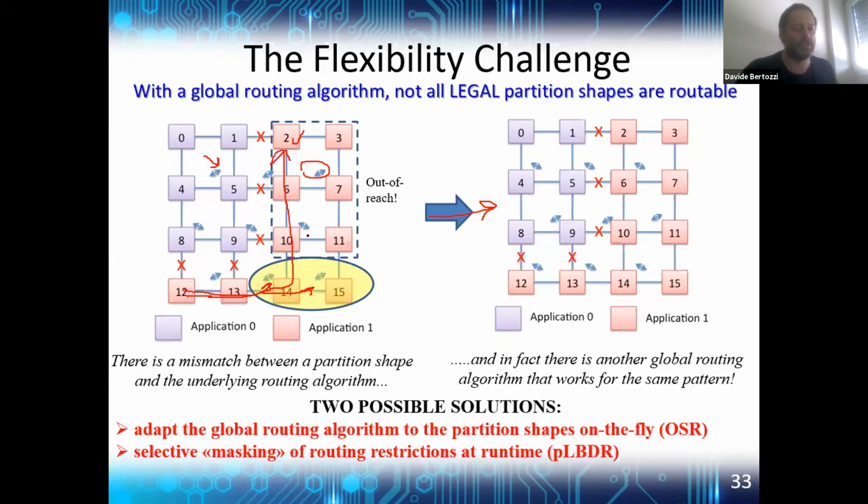We have two possible solutions. The one represented here: adapt the global routing algorithm to the partition shapes on the fly. You need to pay attention because when you change the routing algorithm, previously existing shapes could become infeasible. So you need to select a proper routing algorithm, and you need to handle the reconfiguration transient. There is a way to do that. It's called OSR. I don't have time to present it. I will now skip the first approach and go to what I think is the most interesting approach: selective masking of routing restrictions at runtime, which we call PLBDR, the partition-enabled LBDR.